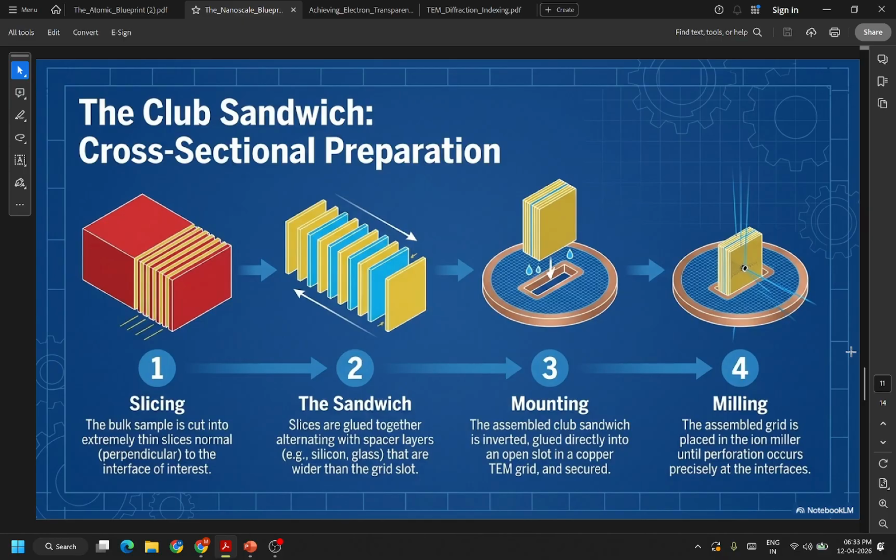And then the assembled grid is milled in an ion beam miller until perforation occurs at the interface.